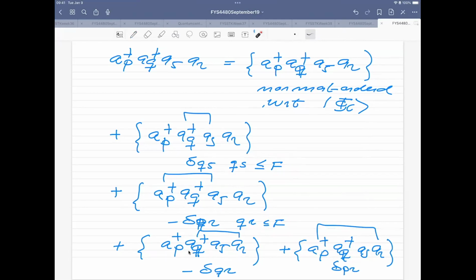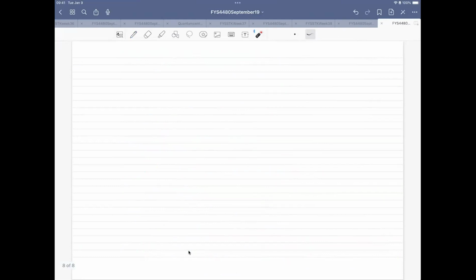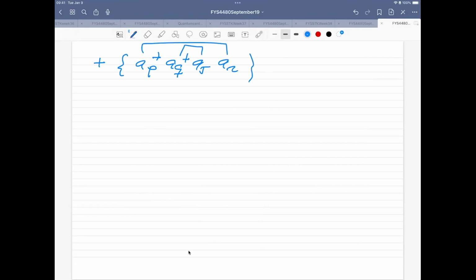Then finally, what I have now is the terms with two contractions. So I have the normal order product. This is just Wick's theorem again. AP dagger, AQ dagger, AS. And then I can have this contraction of AR. And then the only other possibility, which gives us something which is non-zero, is the cross term. And that's going to give rise to a minus sign.